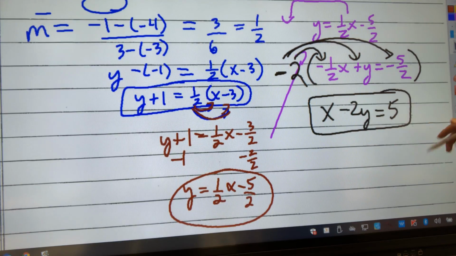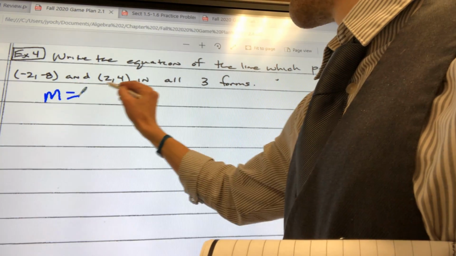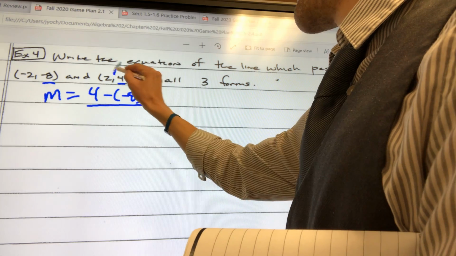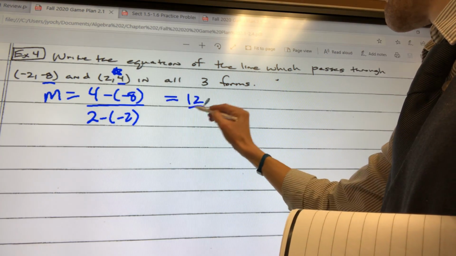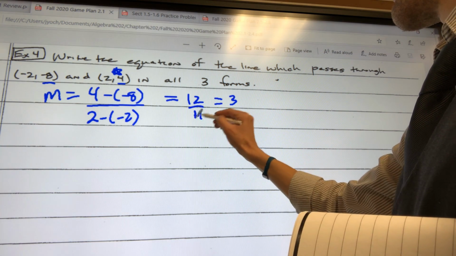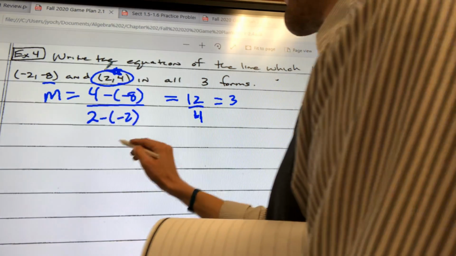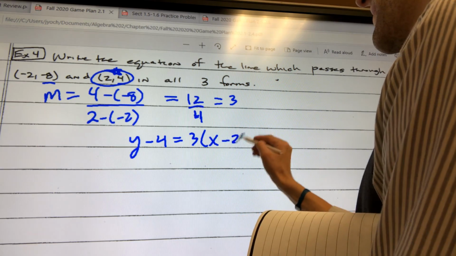Same deal, write the equation of the line which passes through those 2 points in all 3 forms. All right. Got to find the slope. The slope is the bigger y minus the smaller y divided by, start with that 4. I'm going to start with this 2. 2 minus a -2. That gives me 12 over 4, which is 3. All right, I'm going to pick 2, 4. So y minus the y value is equal to 3 times x minus the x value.